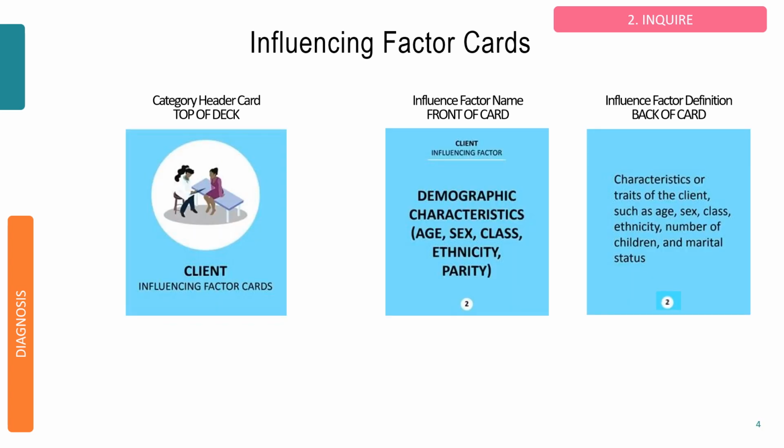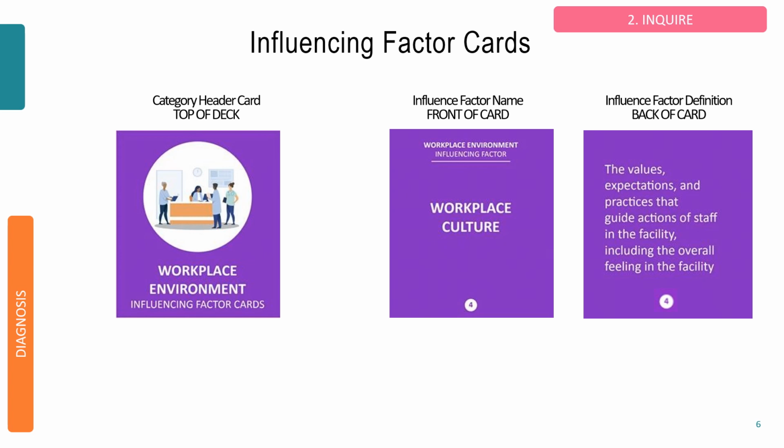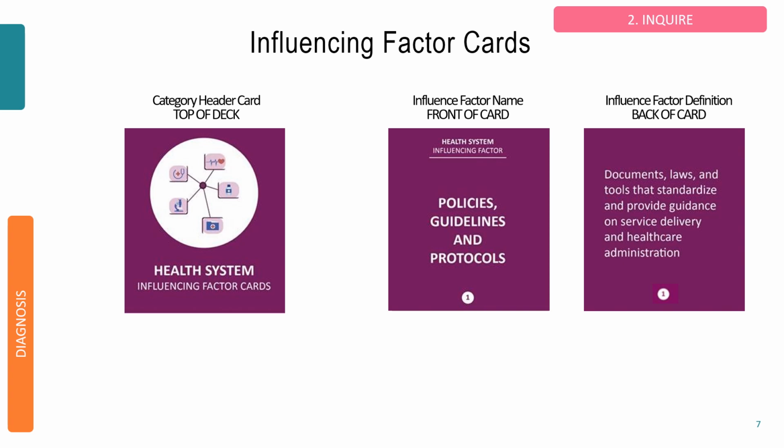Here is an example of the client influencing factor cards, an example of the provider and colleagues. Again, these are color-coded. You might want to laminate them so they don't get destroyed, but I used double-sided sticky tape to put them together, and they lasted a while. Here's workplace environment and another example. And then lastly, health system. You'll use these in the next tool that we'll go through within this phase.